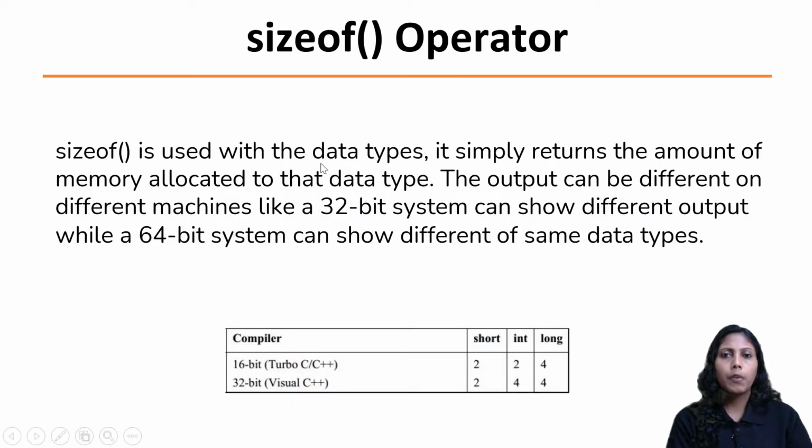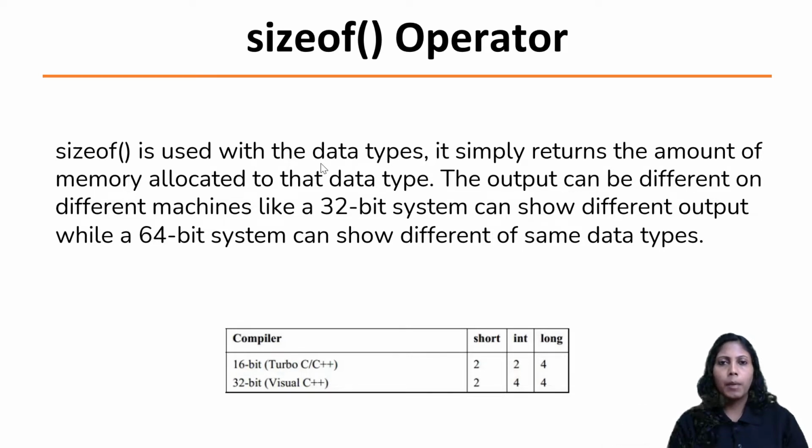This is how we will be using the sizeof operator. The syntax is very simple: sizeof. Inside the sizeof we can write the data type or the variable name. A variable will of course have a data type, so it will show what data type it takes, for integer, character, float or double, whatever it is. The output can be different on different machines: a 32-bit system can show a different output, while a 64-bit system will show a different output.